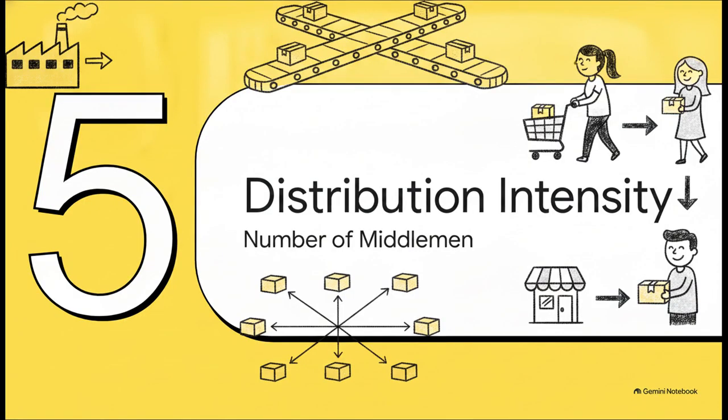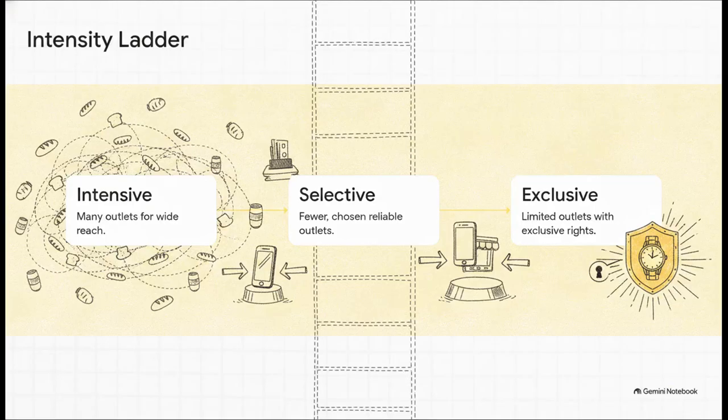Section 5. Deciding distribution intensity. Once you've picked your channel structure, we have to decide exactly how many middlemen to use at each specific level. Think of this as an intensity ladder. You can scale all the way down from distributing a basic item absolutely everywhere to granting exclusive rights in one specific territory for a premium product.